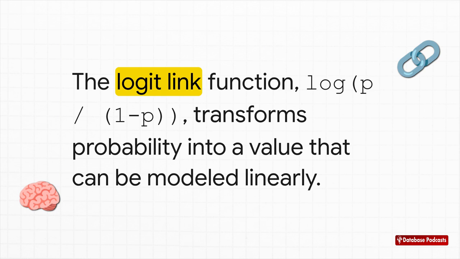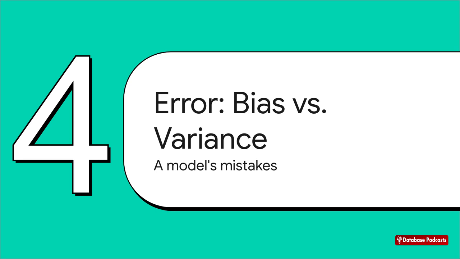Now, don't let the formula on the screen scare you. All it does, its whole job, is to take the result from our model and cleverly squish it so the final answer is always a number between 0 and 1. And a number between 0 and 1 is a probability. Pretty smart, right? All right, so we know how to build a few different kinds of models. But now comes the really important part. How do we know if our model is any good?